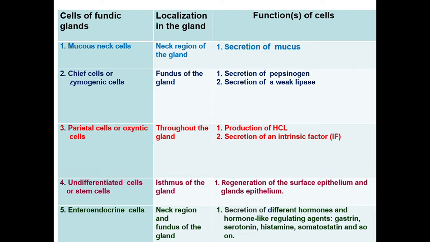Undifferentiated cells localize in isthmus of the gland. These cells are stem cells having capacity for mitotic activity to provide the regeneration of the surface epithelium of stomach and glands epithelium. Enteroendocrine cells localize in neck region and fundus of the gland. They produce different hormones and hormone-like regulating agents such as gastrin, serotonin, histamine, and somatostatin.